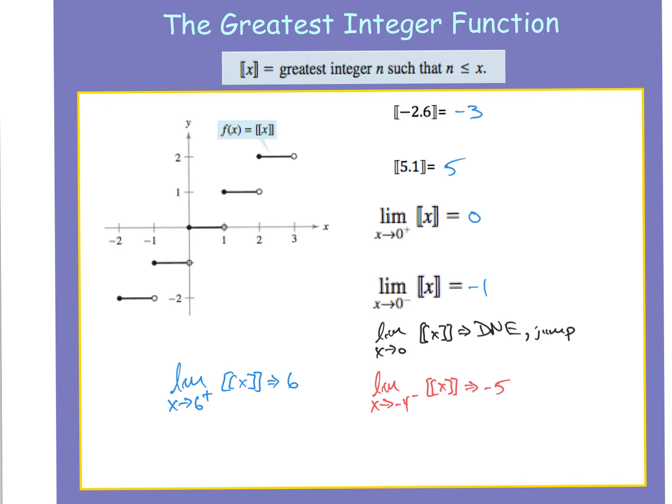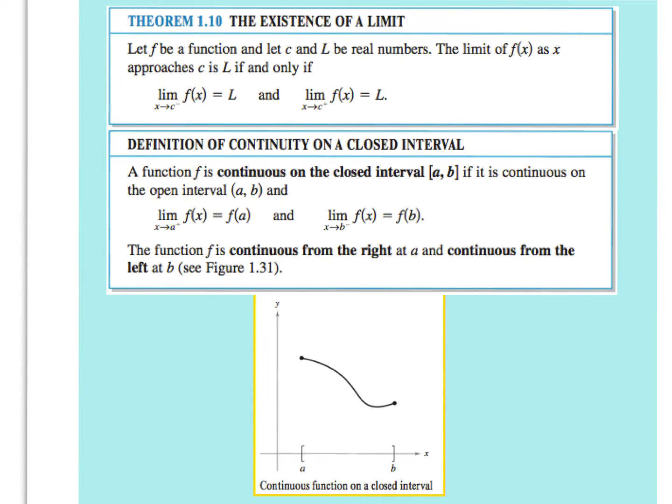Okay. All right, so again, for a limit to exist, it has to go from both sides. For it to be continuous, the limit has to equal the value. In layman's terms, what?